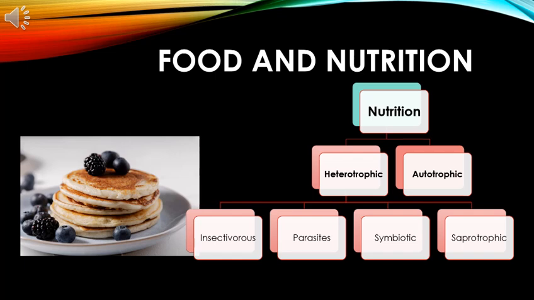Now let's come to nutrition. Nutrition is the process by which living things obtain food, change it into simple absorbable form and use it for the various functions of the body.